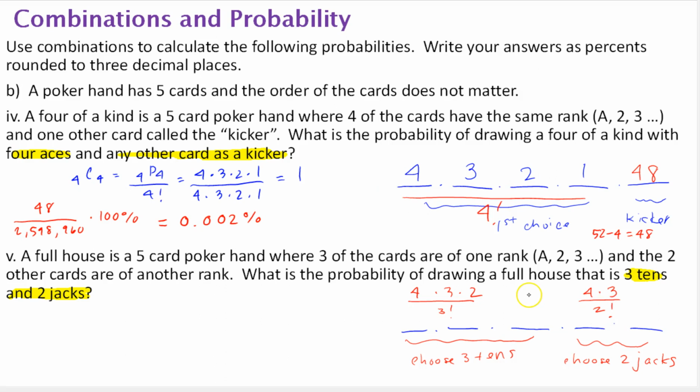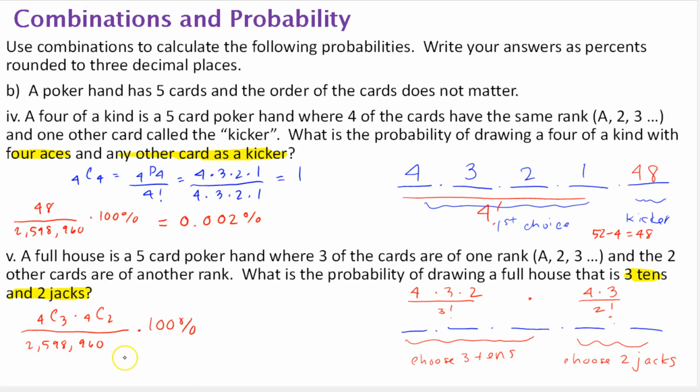Okay, and then we'd multiply these results. Okay, so this is, in our fancy notation, 4 choose 3, so choose 3 of the 4 tens, and then times 4 choose 2 of the 4 jacks, divided by 52 choose 5, which is this huge number. And then we're going to multiply that by 100%. Okay, let's find these two separately first.